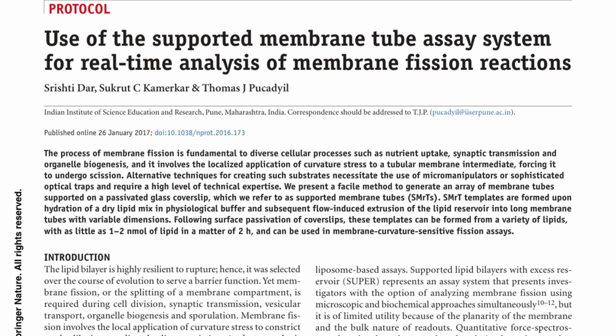It highlights the advantages of using the SMrT assay system, such as its versatility, ease of use, and ability to analyze membrane curvature-dependent reactions. Overall, the introduction provides a comprehensive overview of the importance of membrane fission, the challenges in studying it, and the advantages of using the SMrT assay system for real-time analysis of membrane fission reactions.